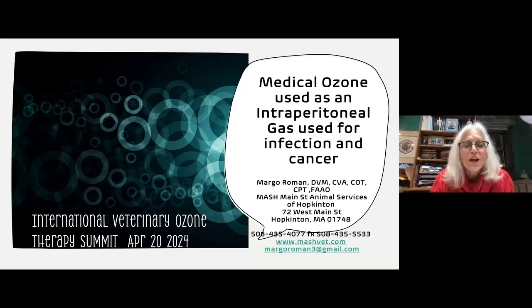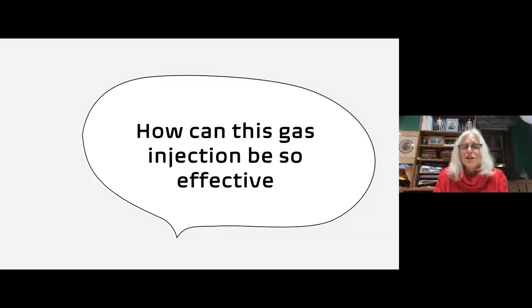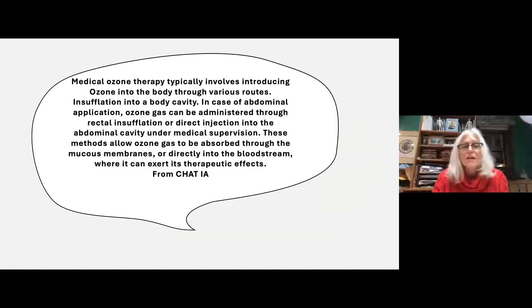So I'll show it to you, the slide. So again, how can this gas injection be so effective? So intraperitoneal ozone injections have been around. Medical ozone typically involves introducing ozone into the body through various routes, insufflation into a body cavity. In case of abdominal application, ozone gas can be administered through rectal insufflation or direct injection into the abdominal cavity under medical supervision. These methods allow ozone gas to be absorbed through the mucous membranes or directly into the bloodstream, where it can exert its therapeutic effects. And this was from Chat AI, whatever.